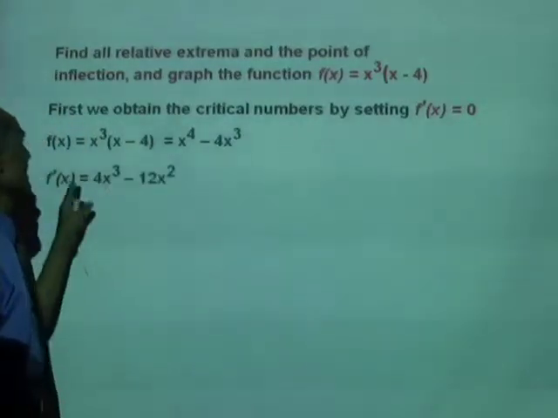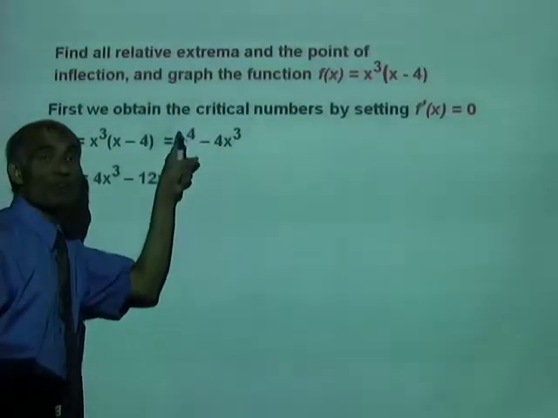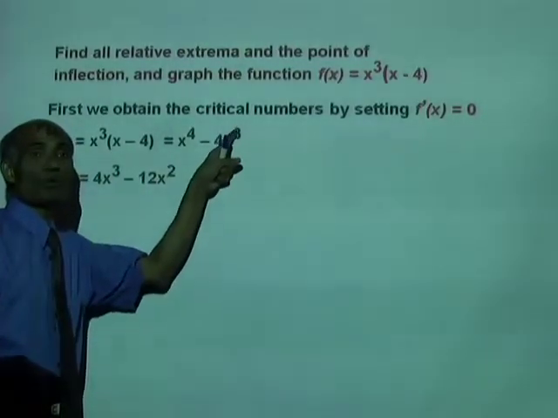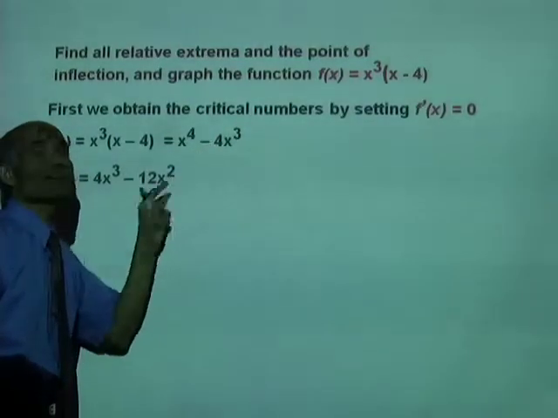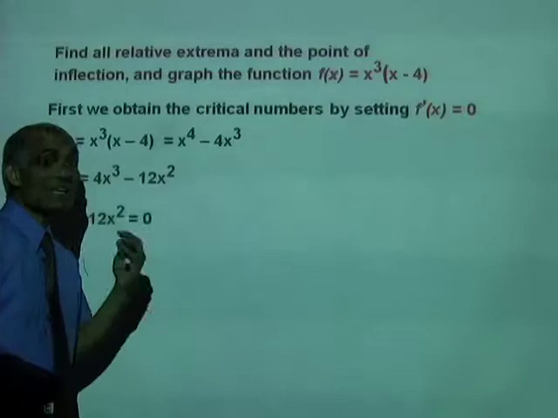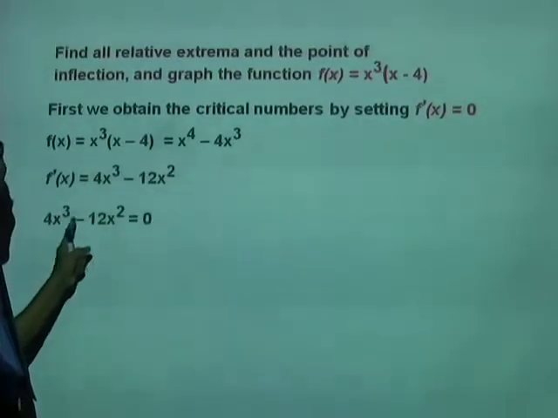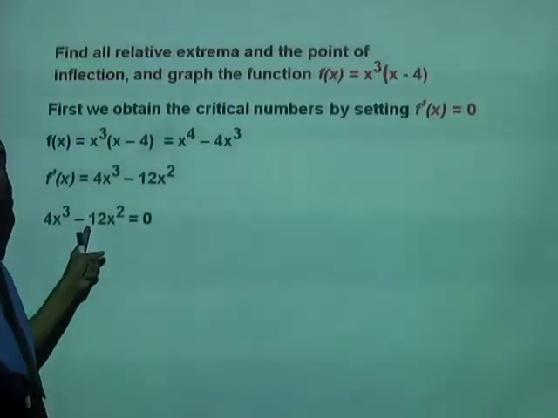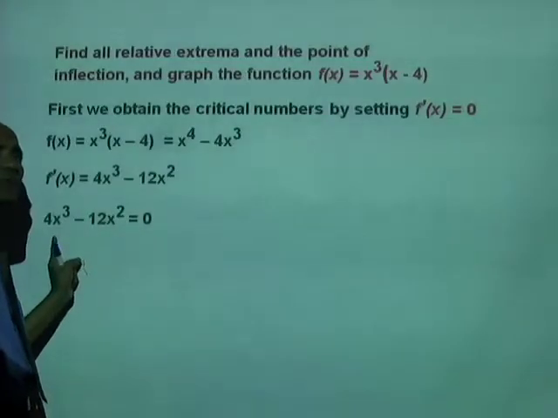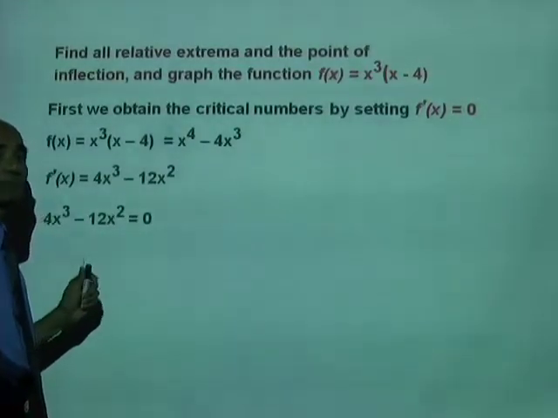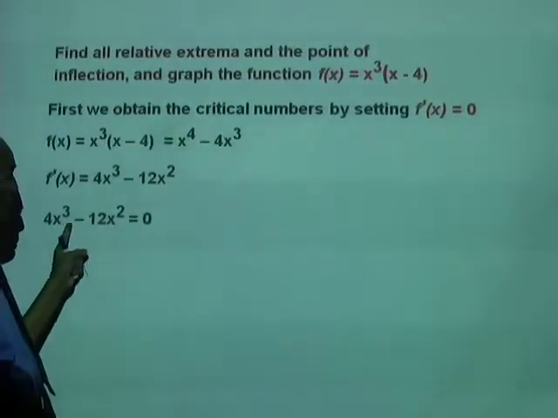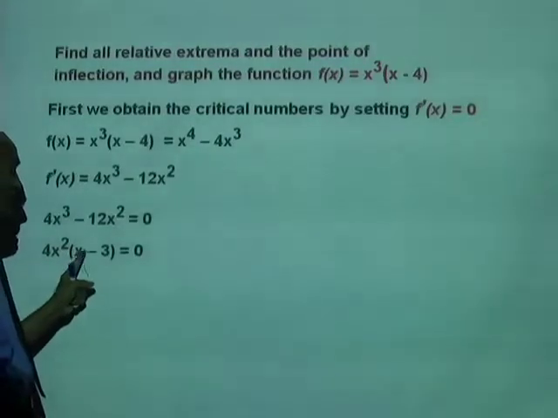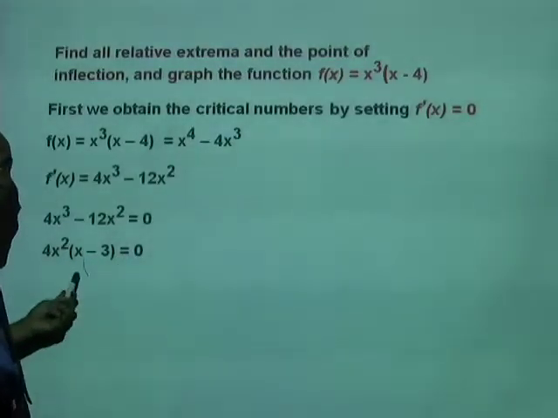What's the derivative then? F prime x is the derivative of x to the power of 4, which is 4x cubed, minus the derivative of 4x cubed, which is 12x squared. And set this equal to 0. 4x cubed minus 12x squared equal to 0. Can you solve that quickly? Give me the values of x that will make this 0. Well, first of all, you can factor out a 4x squared. That will be 4x squared times x minus 3 equal to 0.